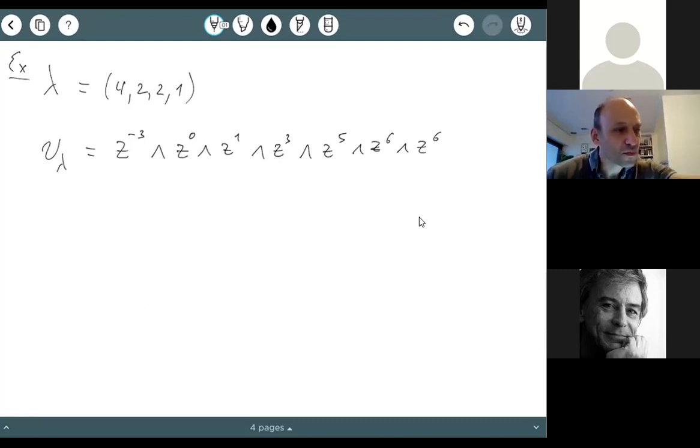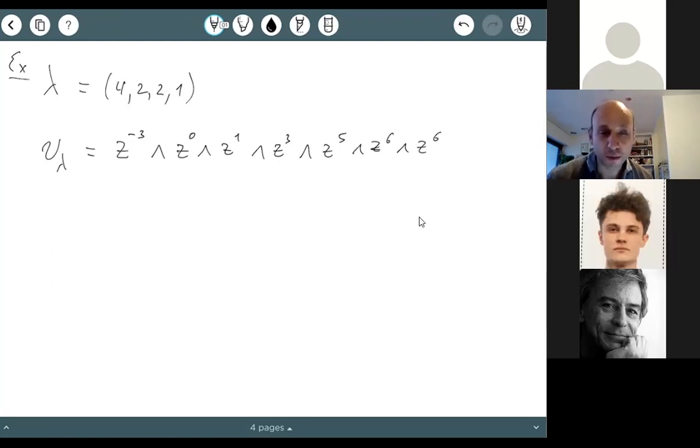Yes, question. Why do you denote it by the semi-infinite symbol? Well, because in principle, you could also continue it in the negatives, right? You could also look at something like this.